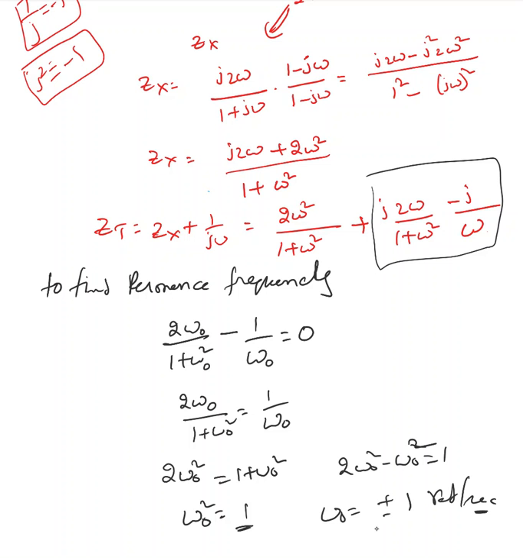So that's the resonant frequency, or f naught equals omega naught over 2 pi, basically. So plus or minus 1 over 2 pi. This is in hertz. Okay, so that's how we find the resonant frequency in this RLC series-parallel combination circuit.